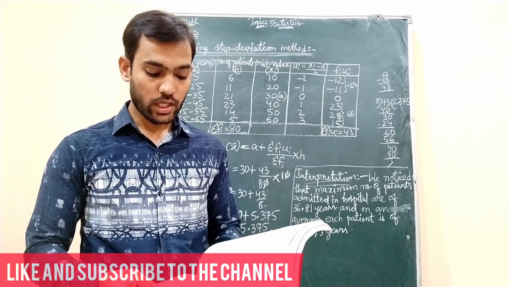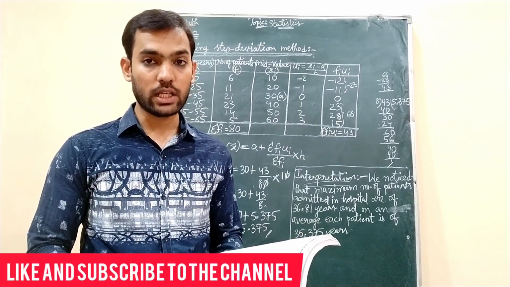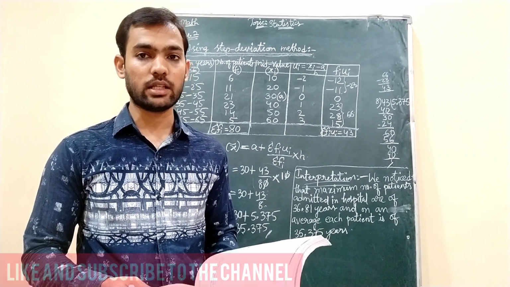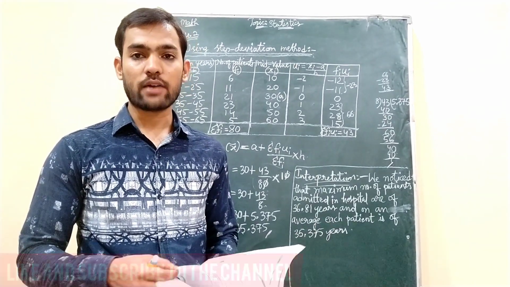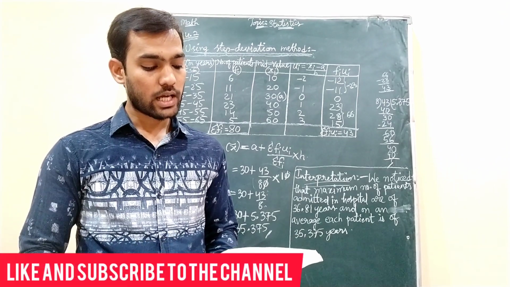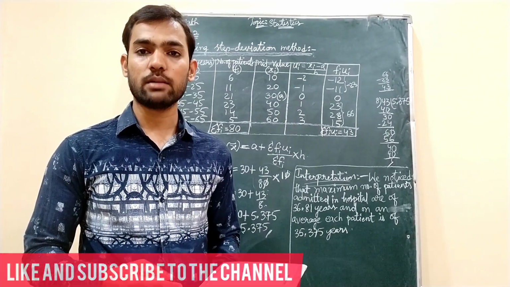And in question number 4, you have to find out the mode and mean of the data and interpret the two measures. Here you need to write the interpretation also. And in question number 5, you have to find out the mode of the data. And in question number 6 also, you need to find out the mode of the data.